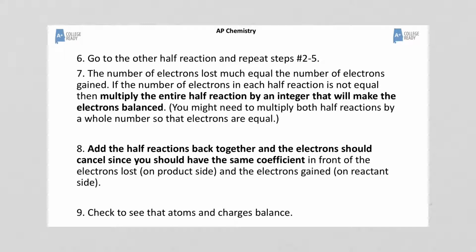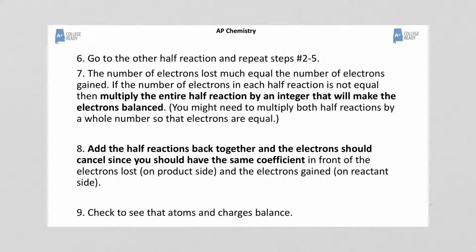So if in that case the electrons are not the same, as you see in bold, we'll multiply the entire half reaction by an integer that would make the electrons balanced. Sometimes you might have 2 electrons in one, so if you just double the half reaction with 1 electron, they would be balanced. In the other example I mentioned, where there were 3 and 2, as it says in parentheses, you might have to multiply both half reactions by a whole number so that the electrons are equal. Again, we'll look at examples in just a moment.